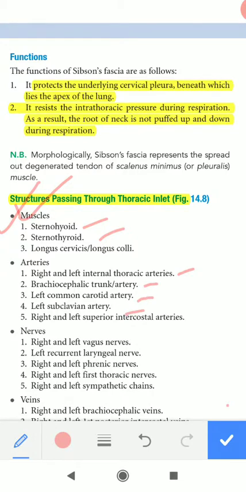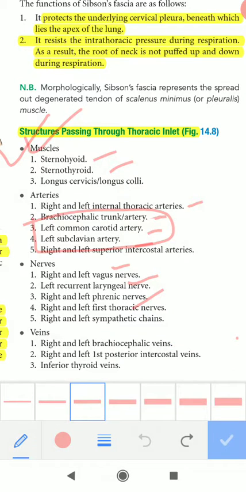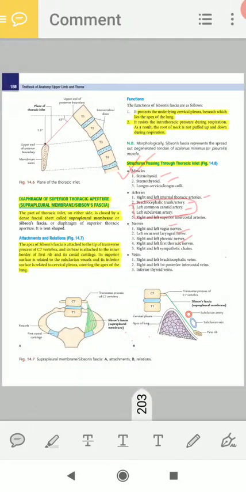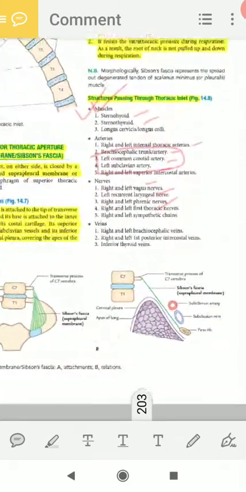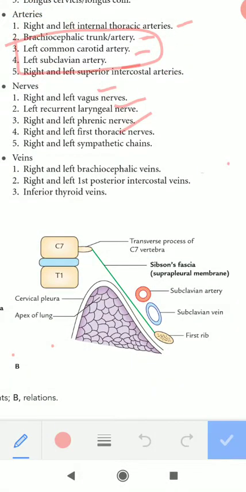Look at that. This is nothing but the branches of the arch of the aorta. And nerves: right and left vagus nerve, recurrent laryngeal nerve, phrenic nerve, and the veins correspond to the arteries: right and left brachiocephalic veins, and some posterior intercostal veins and inferior thyroid veins. Just remember a few names. What are the structures that pass through the thoracic inlet. Okay, so this is a very good picture of the Sibson's fascia seen from the lateral view.